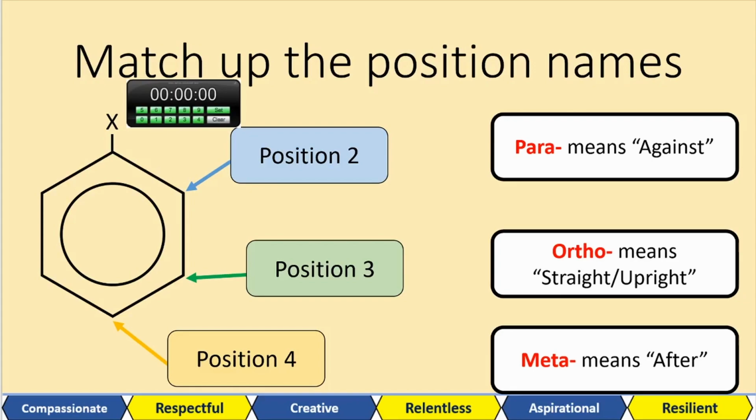If you overthought this, it could have been difficult, but the first one, which is position 2, should be ortho because you're straight up, you're standing straight up next to that first position. Then if you use deductive reasoning, the third position would mean right after that straight up position, and then para, which was probably the easiest one, which means against, so you're moving against where that other X group is. So position 2 is ortho, position 3 is meta, and position 4 is para. Ortho, meta, para, OMP.